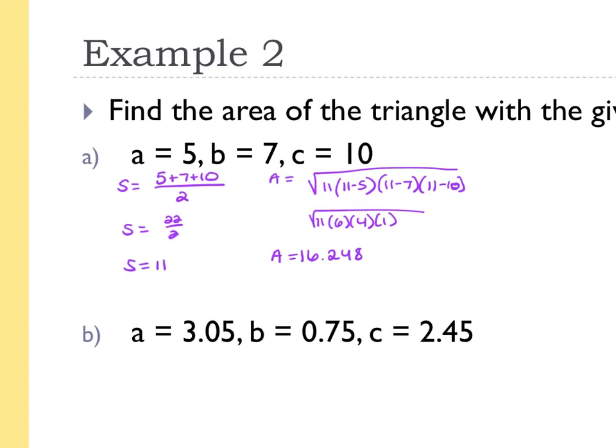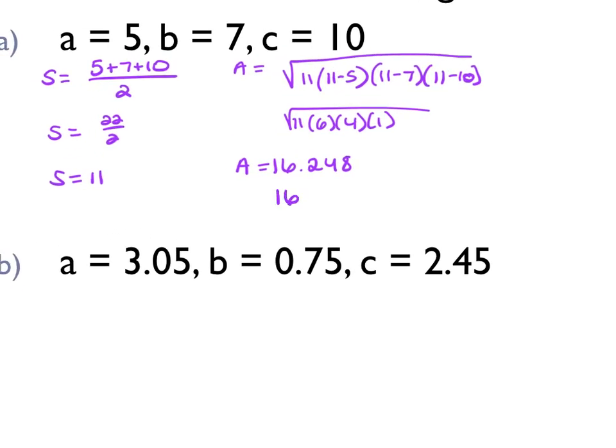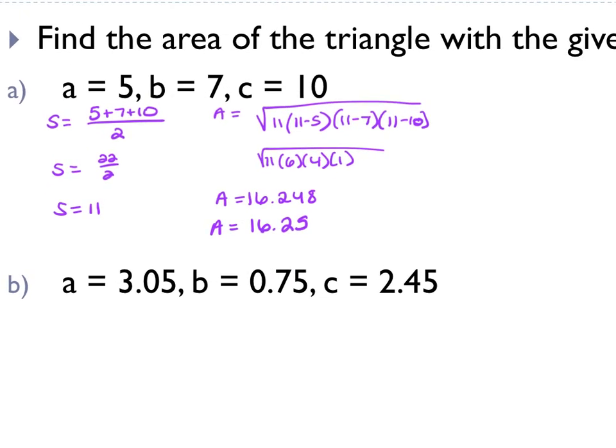16.248. So I didn't give it to you, but if it tells you to round to 2 decimal places, it would be 16.25. So you will round at the end, you just can't round S in the process. This time it didn't matter, S was a whole number, but it won't always be that way. All right, you do B.